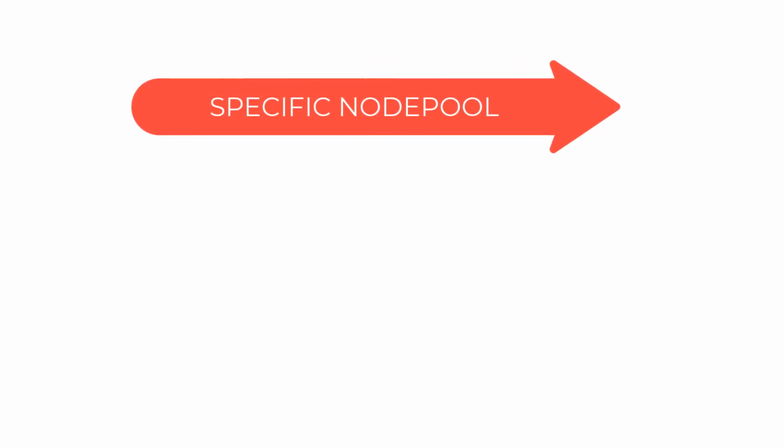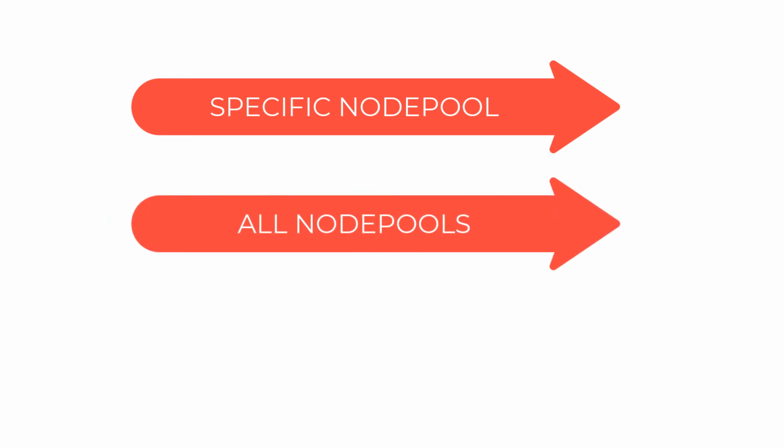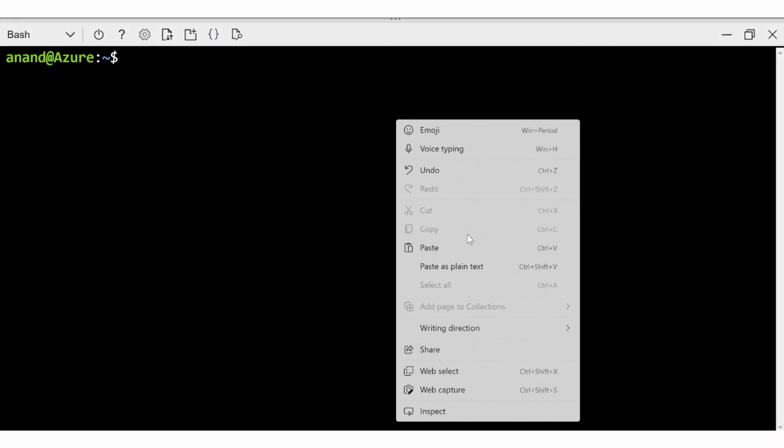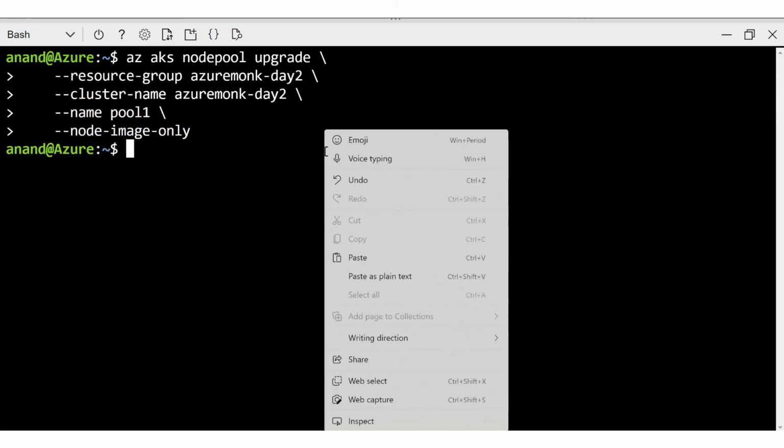There are 2 ways to upgrade. Upgrade the NodeImage version for a specific node pool, or upgrade the NodeImage version for all the node pools at once. In order to upgrade the NodeImage version for a specific node pool, we run the following command: AKS nodepool upgrade with the switch of the node pool name as well as a switch saying NodeImage only.